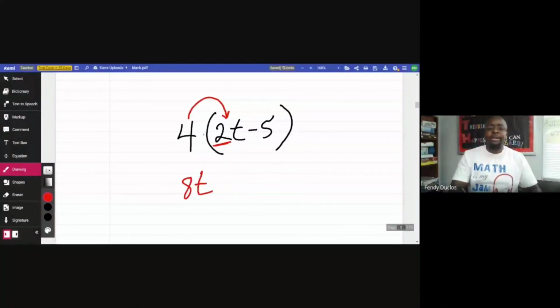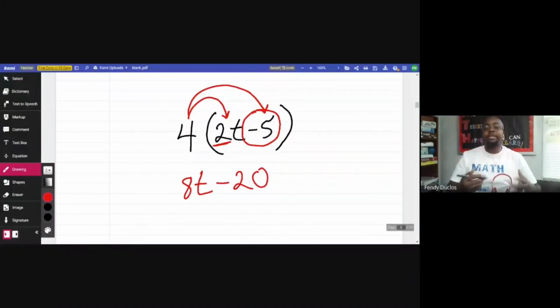Okay. And then the next thing, I go ahead and circle what's inside here, the remaining value. And then I do the exact same thing, you guys. I'm going to take this 4 and I'm going to distribute it now to the -5. So 4 times -5, you got it, is -20. So my answer is 8t minus 20.